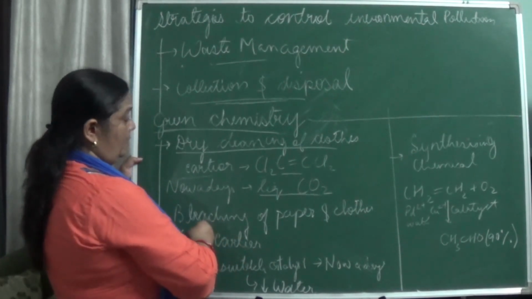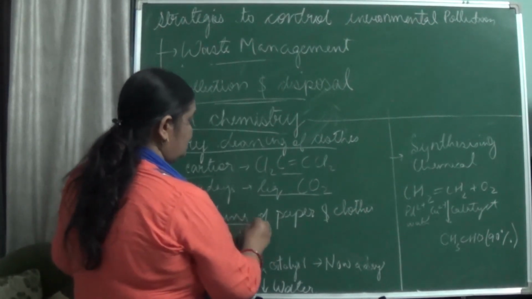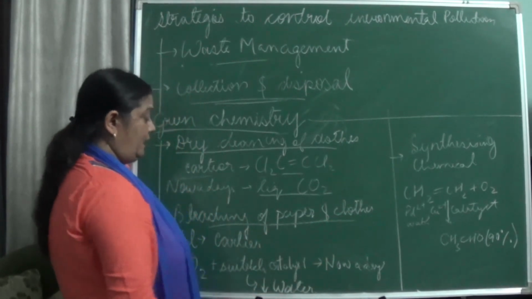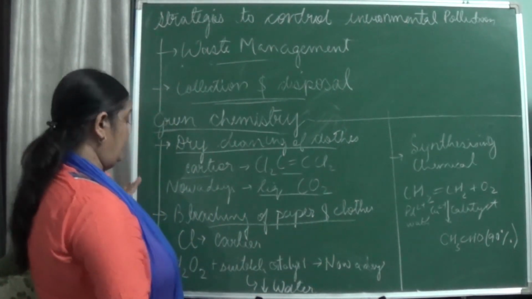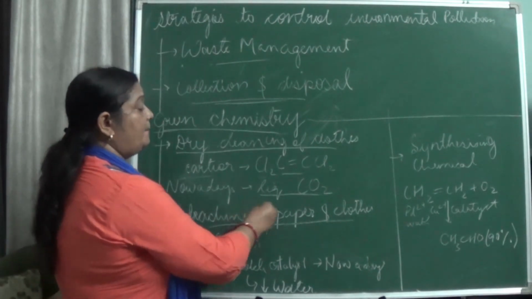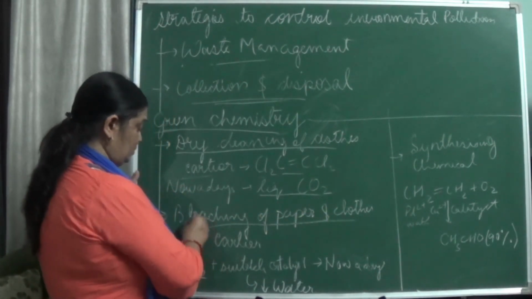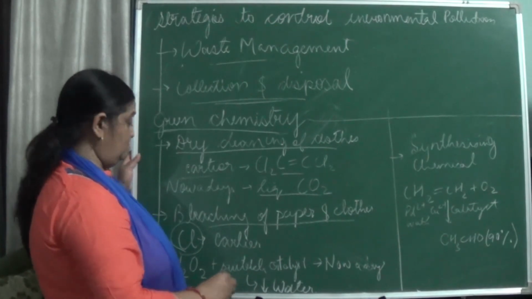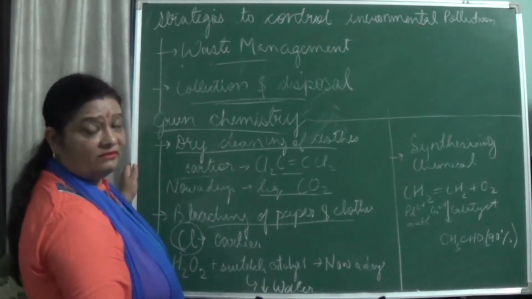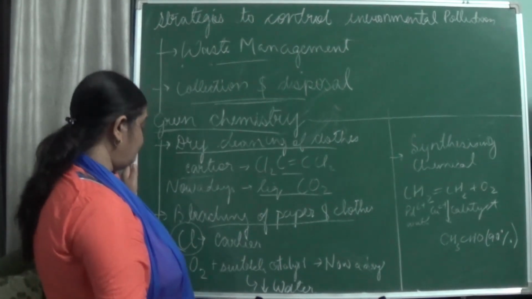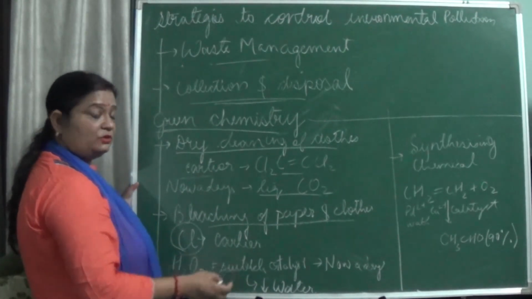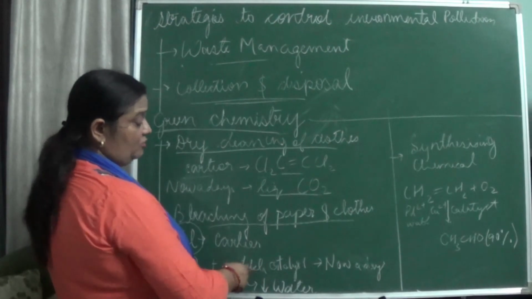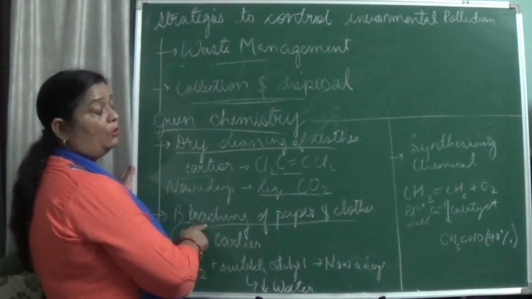Now, bleaching of paper and clothes was also a process in which a tremendous amount of pollution was created in the environment. Earlier, for bleaching paper and clothes, chlorine was used, and chlorine, if too much is present in the environment, is very harmful. So nowadays hydrogen peroxide plus a suitable catalyst is used, with water, for bleaching of paper and clothes.